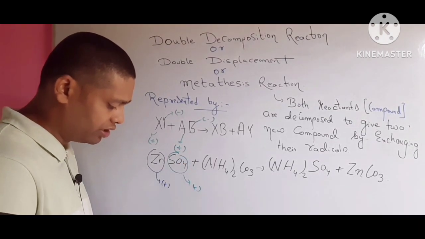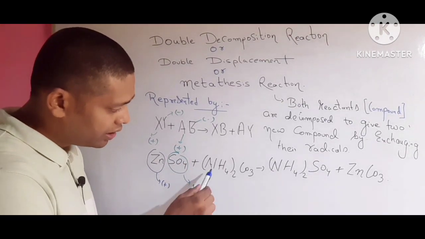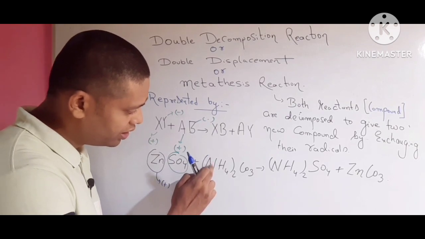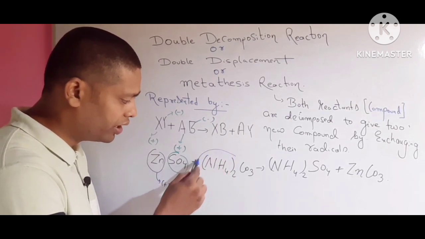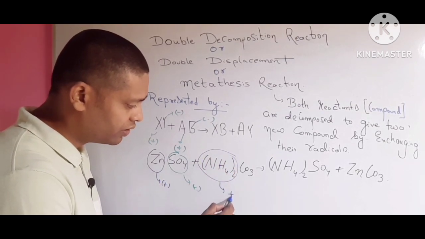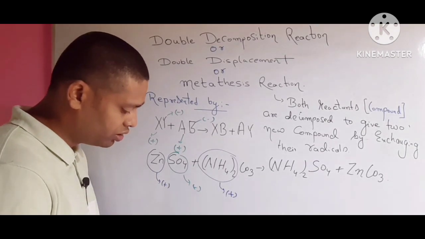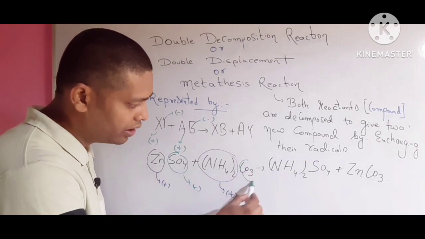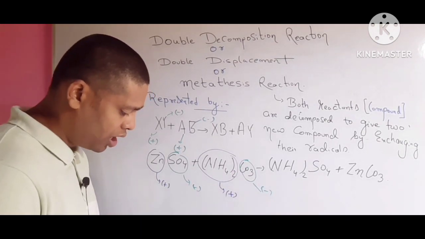Negative one. So what about NH4? NH4, ammonium, is like a metal, positive one. So what about CO3? CO3 is a negative one radical. Okay, now what is happening?